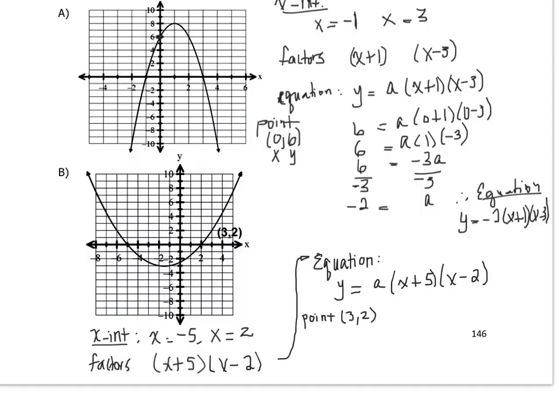So that means that when x is 3, y has a value of 2. So we use that information and sub in 2 for y, equal to a outside of, 3 goes in for the x, 3 plus 5, bracket 3 minus 2 for the other factor. We're just subbing in 3 for the x and 2 for the y.